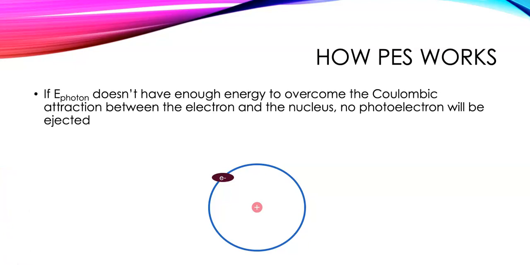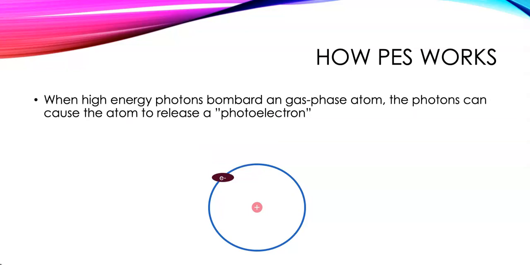But what if the photons are really low energy? What will happen then? Well, if the photons don't have enough energy to overcome the Coulombic attraction between the electron and the nucleus, we're not going to get a photoelectron. Nothing's going to happen. It just doesn't have enough energy to overcome that attraction, and the electron will not be ejected. We need high energy photons. Now, high energy can mean different things. It can mean X-rays, it can mean ultraviolet light, it can be high energy visible light, depends on what kinds of electrons we're trying to eject from the atom. But if they are high enough energy, we can get that photoelectron to be ejected.